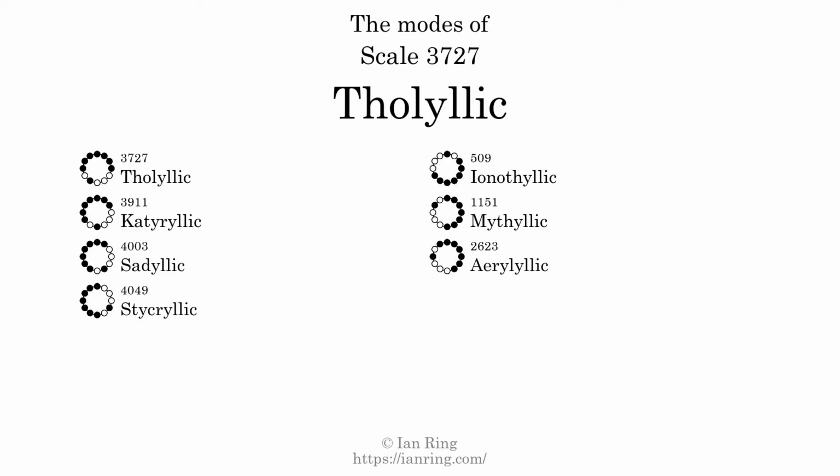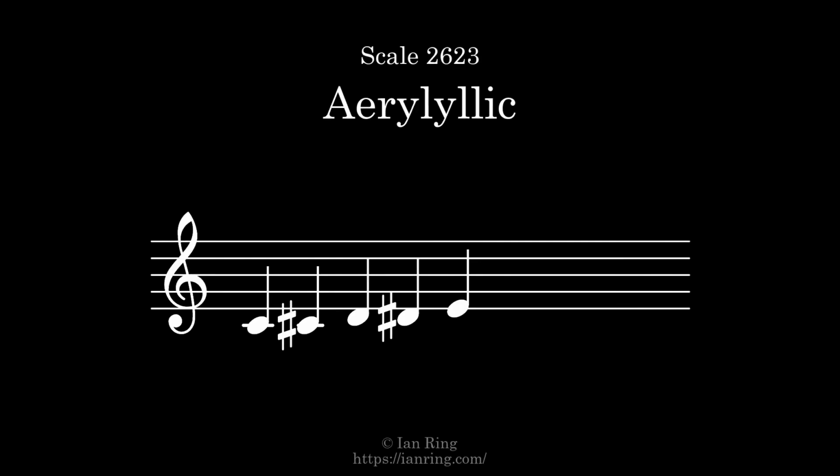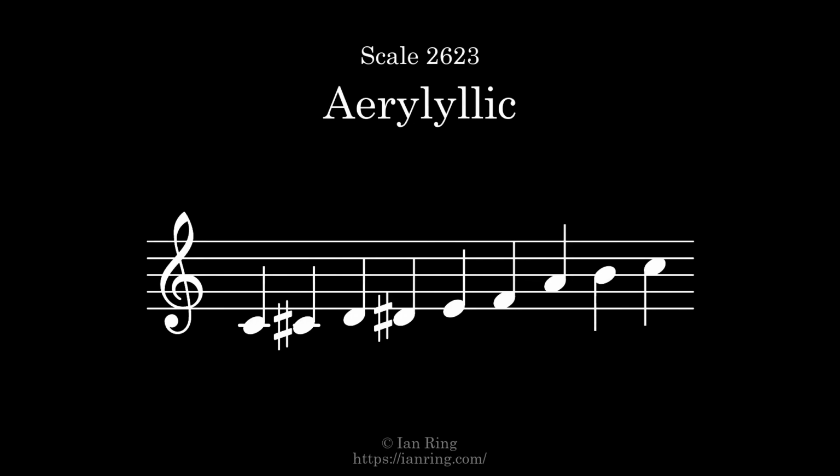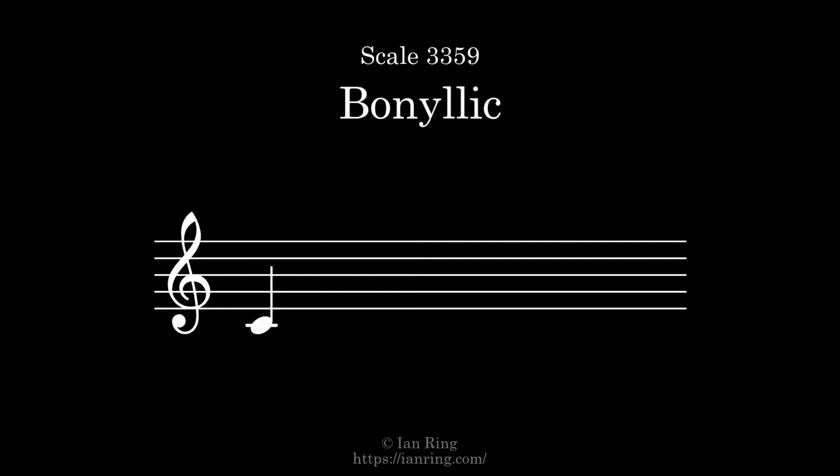The seventh mode is scale 2623, also known as Tholyllic. It sounds like this. The eighth and last mode is scale 3359, also known as Tholyllic. It sounds like this.